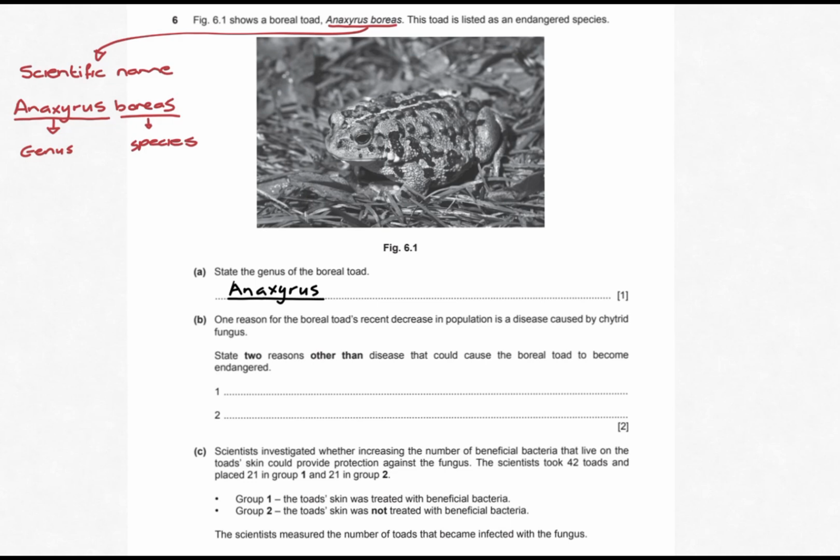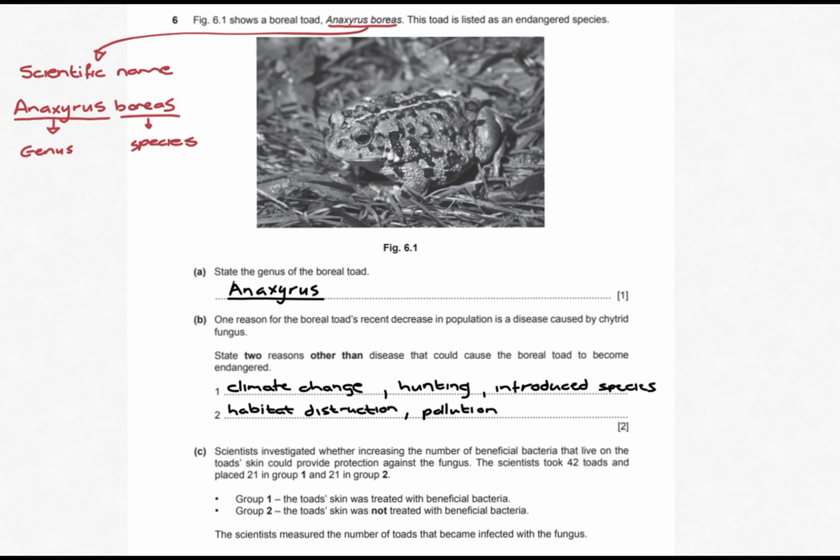Question B then says, one reason for the boreal toad's recent decrease in population is a disease caused by chytrid fungus. State 2 reasons other than the disease that could cause the boreal toad to become endangered. There's many things that can cause an organism to become endangered, including climatic change, habitat destruction, hunting, pollution, new introduced species that are not native to the environment, etc.